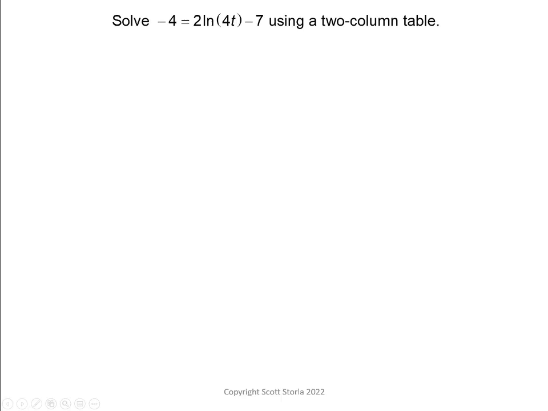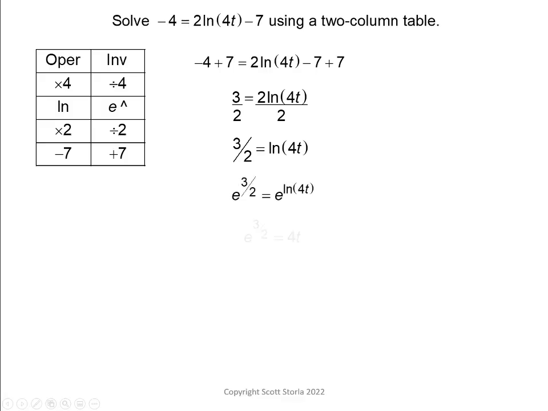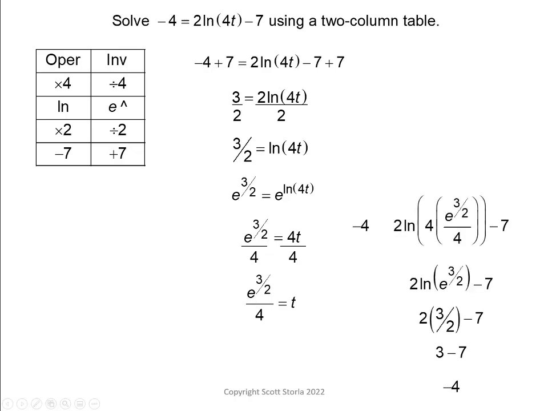And here's our last one. By order of operations, I'd multiply first, take natural log second, multiply by 2 third, and subtract 7 last. So here are my operations and my inverses. I'll add 7 and simplify, divide by 2 and simplify, use both as exponents for a base of e and simplify, and then divide both by 4 and simplify. Here's my answer and my check.